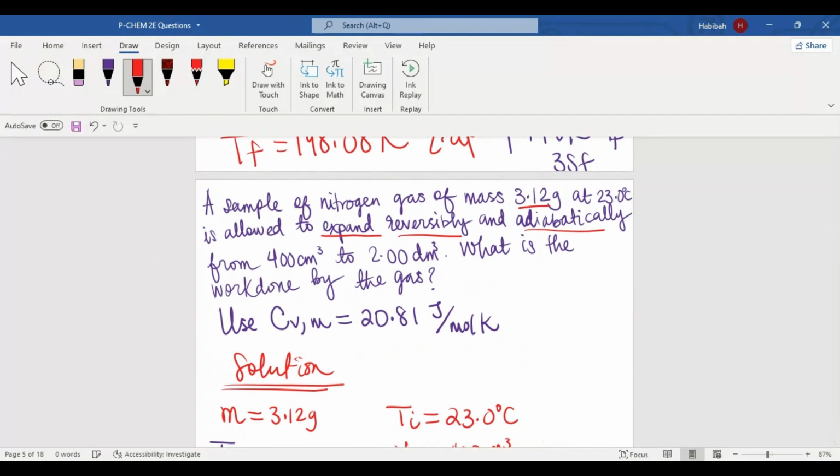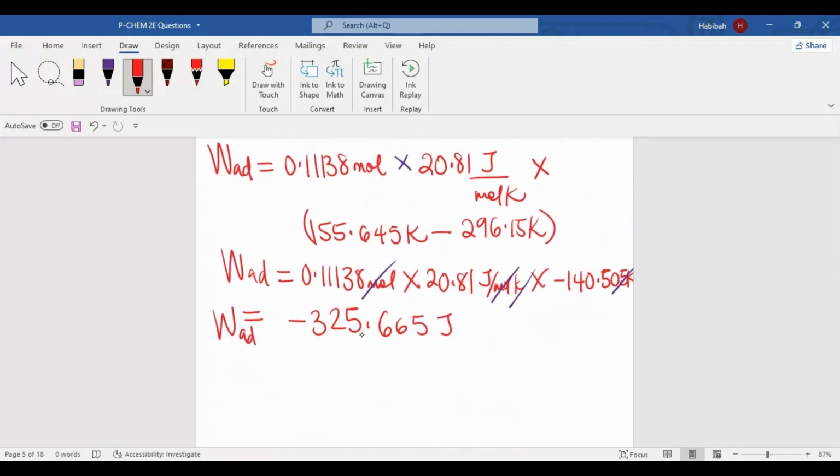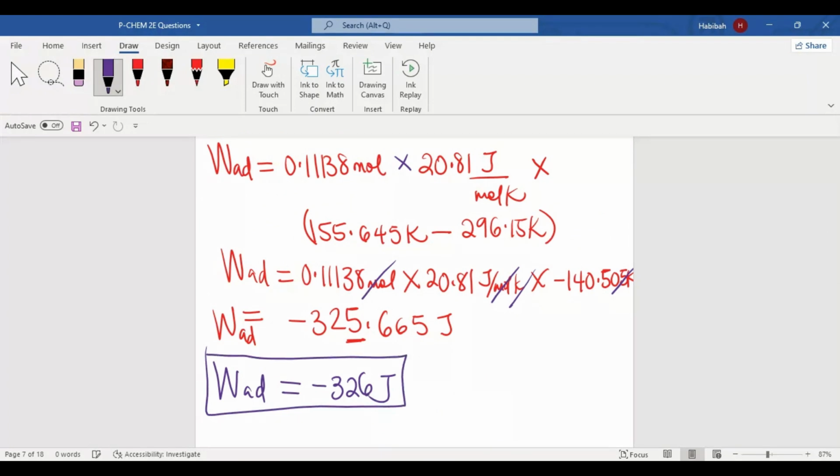Now, if you go back to our question, you can see that we have the mass in 3 sig figs. We have 400 centimeter cubed in 3 sig figs and 2.00 in 3 sig figs. The lowest number of significant figures in this question is 3 significant figures. So what that is telling you is that we have to put our final answer in 3 sig figs. So what we end up with, our adiabatic work done, is going to be negative 326 joules. And this is the adiabatic work done for this question in 3 sig figs.